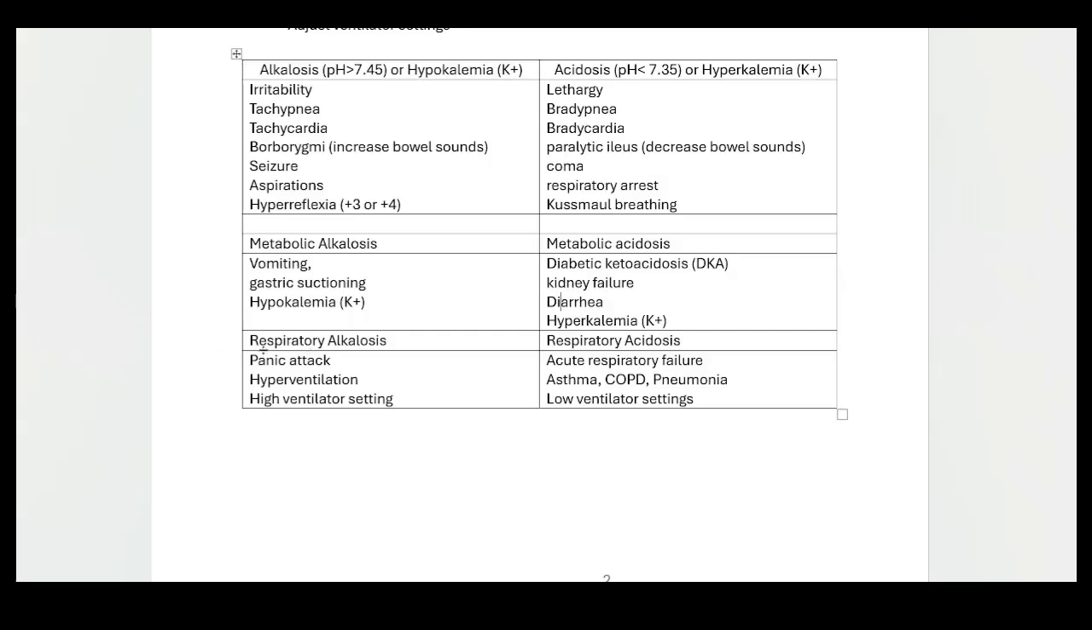Now, I've already given you the situations I have talked about for respiratory alkalosis, when the person is having a panic attack, hyperventilating, or when the ventilator settings are high. These are things that will result in respiratory alkalosis. In the case of respiratory acidosis, think about acute respiratory failure, asthma, COPD, pneumonia, and low ventilator settings.